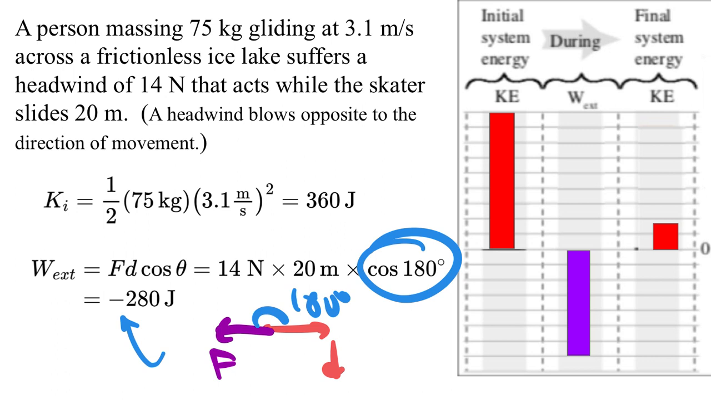So this thing starts with 360, but then loses 280, and therefore must end up with 80. And our scale here works out that they're all multiples, if you look, of 40. So we just say one bar is 40, and we get the picture that's drawn here.